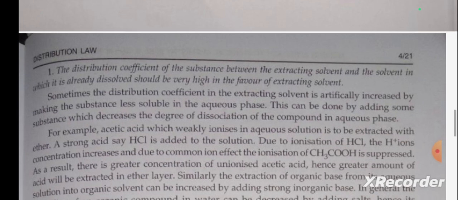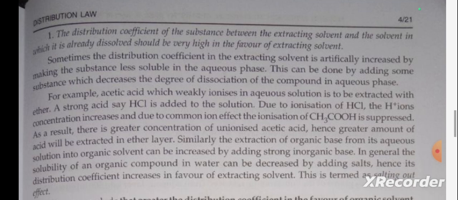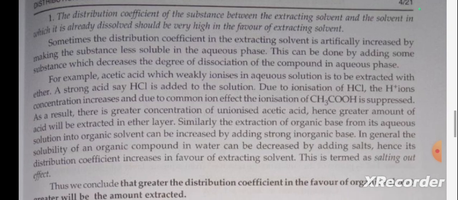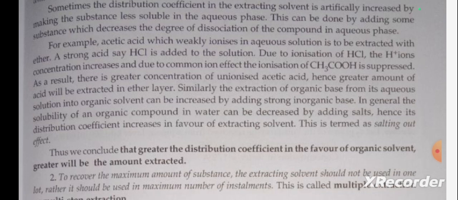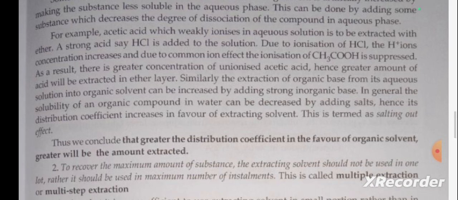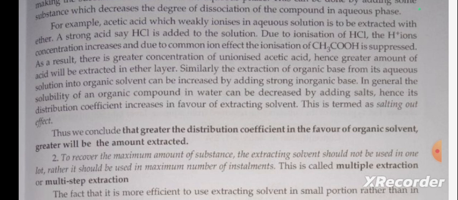The distribution coefficient of the substance between the extracting solvent and the solvent in which it is already dissolved should be very high in favor of the extracting solvent. Sometimes the distribution coefficient in the extracting solvent is artificially increased by making the substance less soluble in the aqueous phase. This can be done by adding some substance which decreases the degree of dissociation of the compound. For example, acetic acid, which weakly ionizes in aqueous solution, is to be extracted with ether. A strong acid, say HCl, is added to the solution.